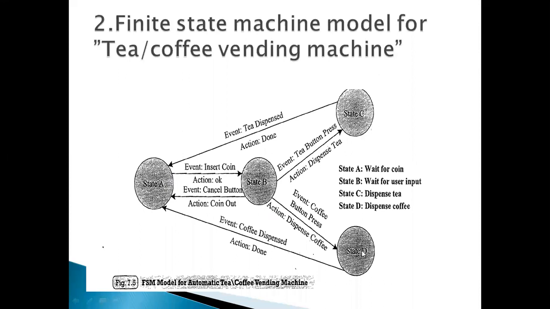Or in state D, if you select coffee, it will be vending the coffee and dispense the coffee to you, and it will go back to state A. Suppose you have inserted the coin and you press the cancel button, it will give you your 5 rupee coin back. That means you insert the coin and cancel taking the tea, it will give you back that 5 rupee coin. Like that, the finite state machine model for the tea coffee vending machine will work.